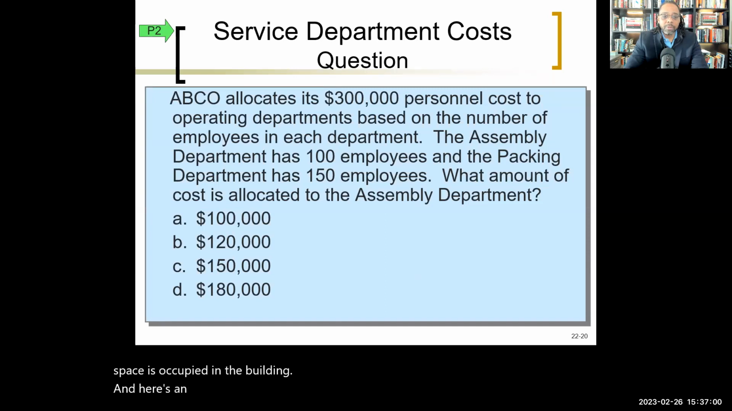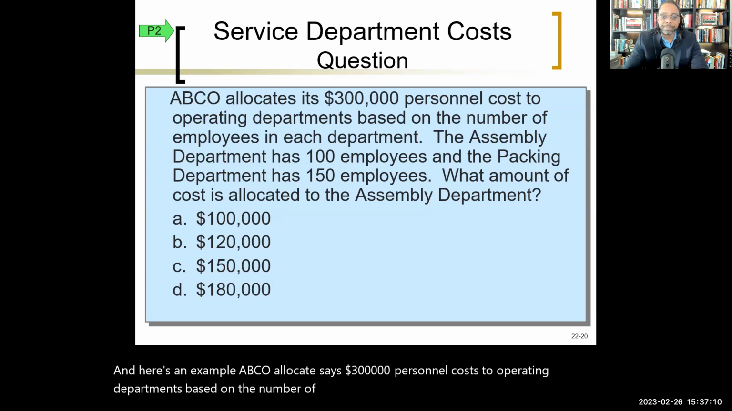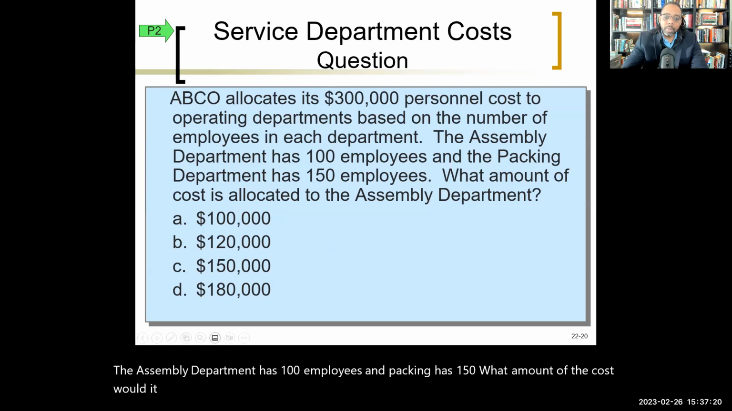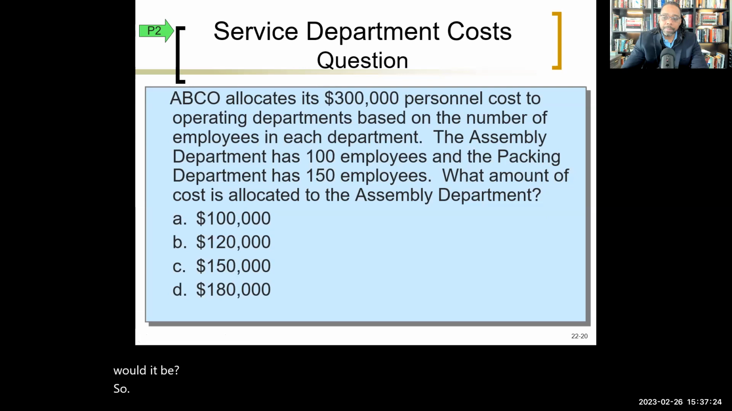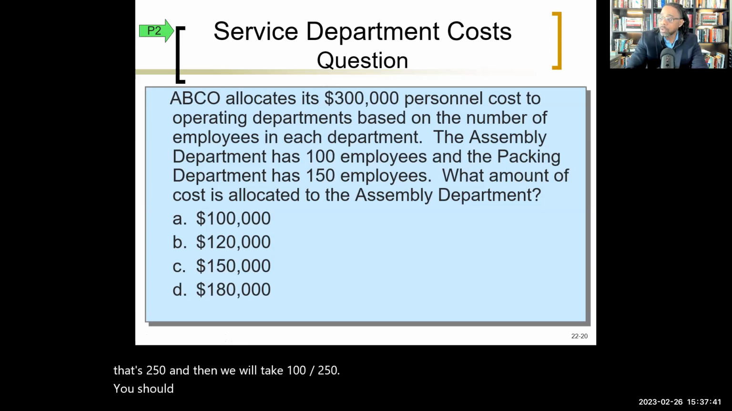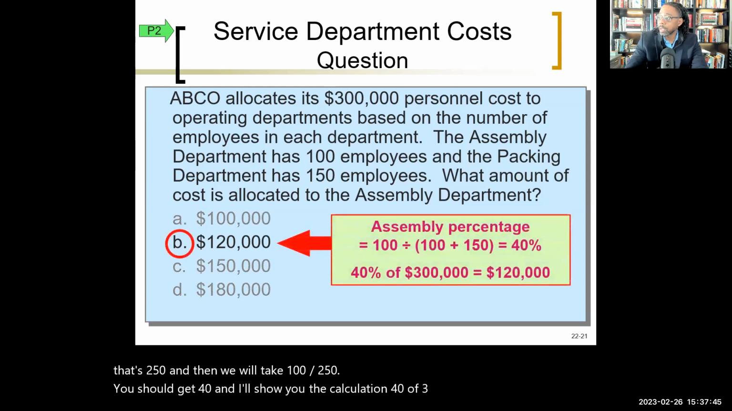And here's an example. ABCO allocates its $300,000 personnel costs to operating departments based on the number of employees in each department. The assembly department has 100 employees and packing has 150. What amount of the cost would it be? Assembly has 100 employees, so we add 100 plus 150, that's 250. Then we take 100 divided by 250. You should get 40%. And I'll show you the calculation: 40% of 300,000 is 120,000. See, this is the equation.